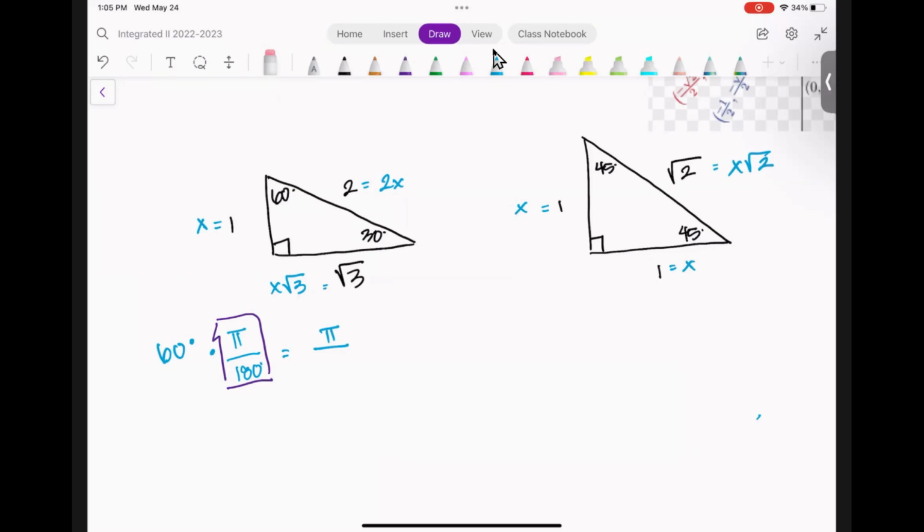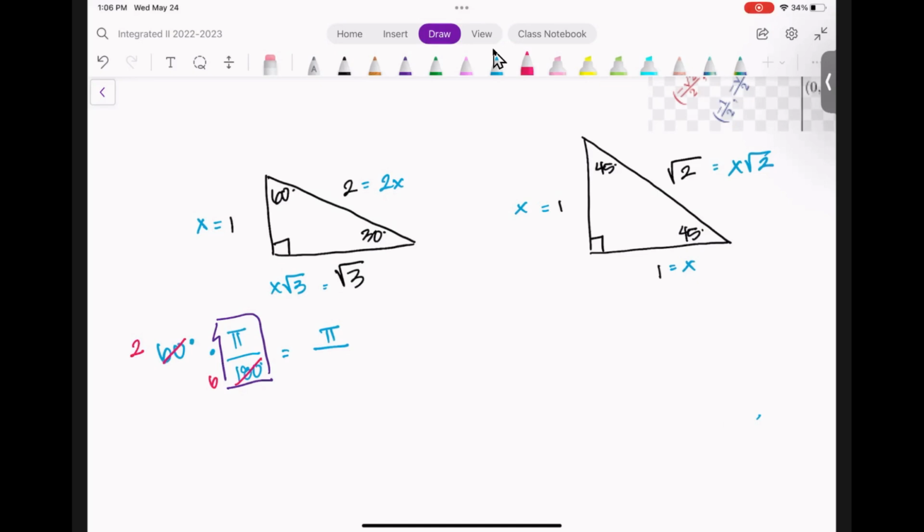So 60 and 180 have a common factor of what? What does 60 and 180 have a common factor of? Yeah, there's definitely a 2. Good. Is there a bigger number that you could take out of both 60 and 180? 30 is good. Let's do 30. So how many 30s in 60? 2. How many 30s in 180? 6.